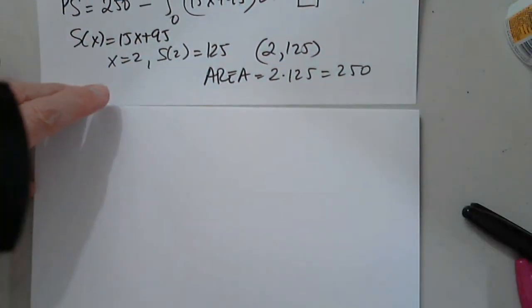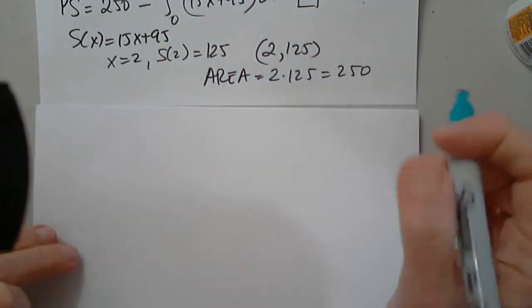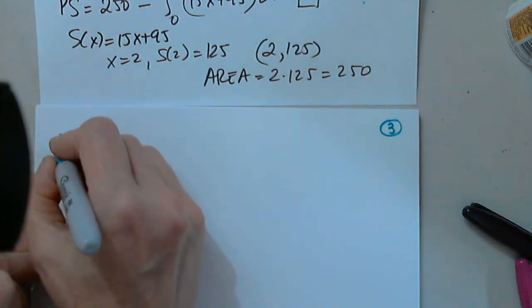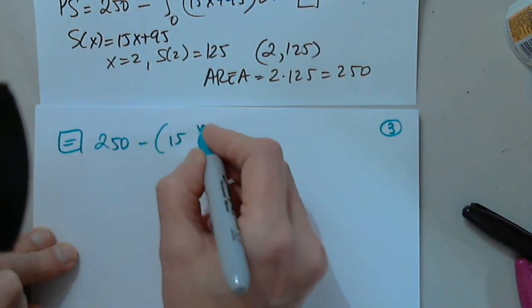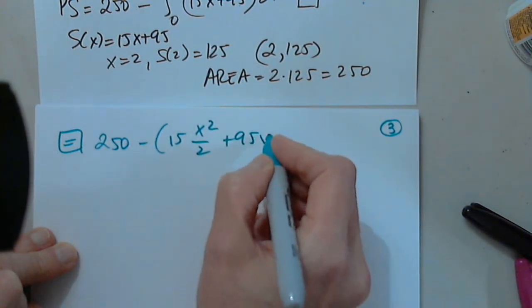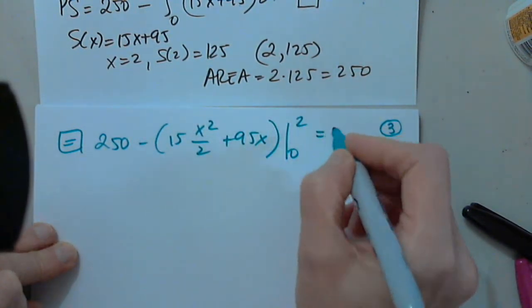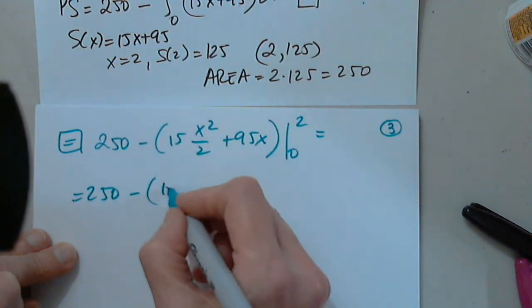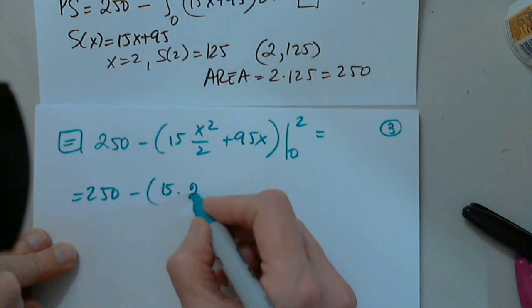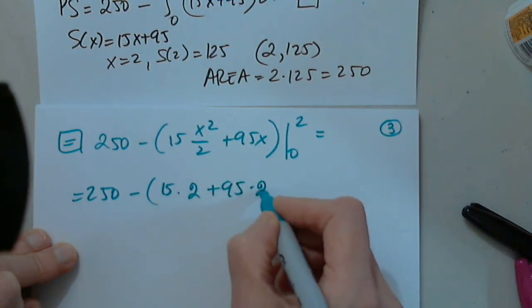with the square. And we have 250 minus 15x squared over 2 plus 95x from 0 to 2. And we plug in. So it's 15, and this is 4 divided by 2, and plus 95 times 2.